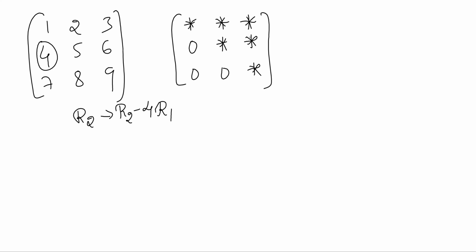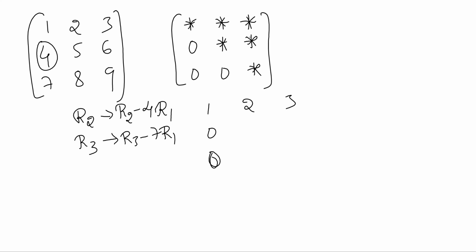Yes, sir. So now to make 7 as 0, which operation you have to apply? R3 minus 7 into R1. So now you find out the elements. So first row, we are not altering anything, as it is, you write 1, 2, 3. So this one will be 0 and 7 also will be 0. Write these two elements first. So now R2 minus 4R1.